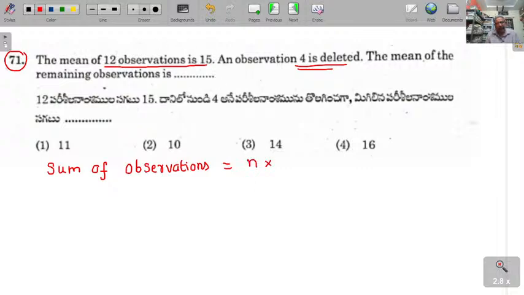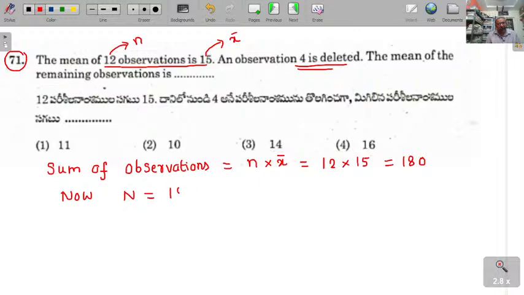So n into mean, x bar. Here n stands for 12. So 12 multiplied with the mean x bar, 12 into 15, that is 180. But what happened now? An observation 4 is deleted. One of the observations has been deleted. So now the number of observations is 12 minus 1, that is 11.